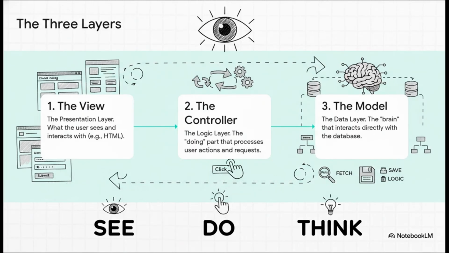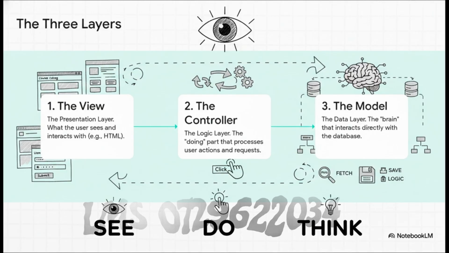The view is everything you actually see on the screen. The login form, the course catalog, it's the presentation layer. The controller is the doing part. When you click that submit button, the controller is what grabs your information and decides what to do with it. And finally, you have the model.